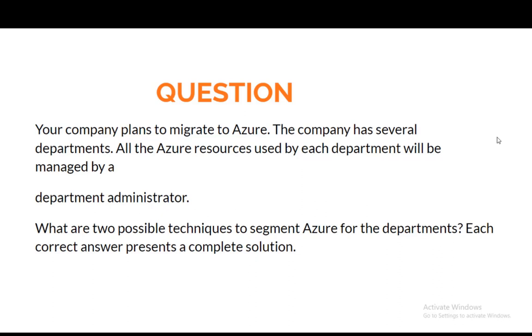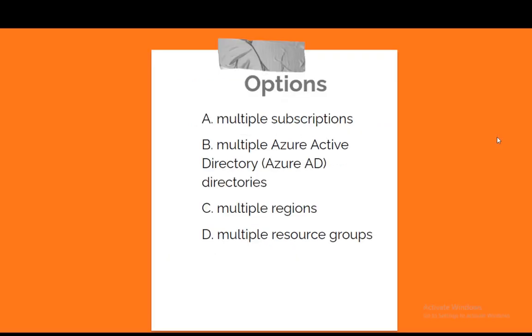And here are the options. Option A, multiple subscriptions. Option B, multiple Azure Active Directory, Azure AD, directories. Option C, multiple regions. Option D, multiple resource groups. And the correct answer is option A, multiple subscriptions, and option D, multiple resource groups.